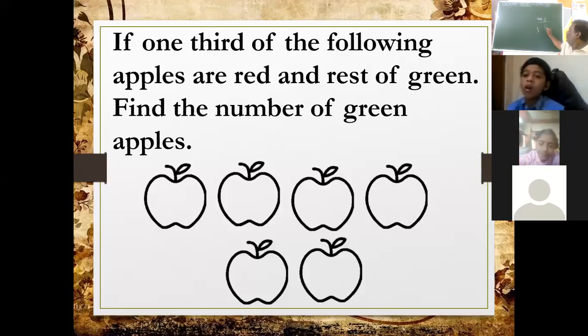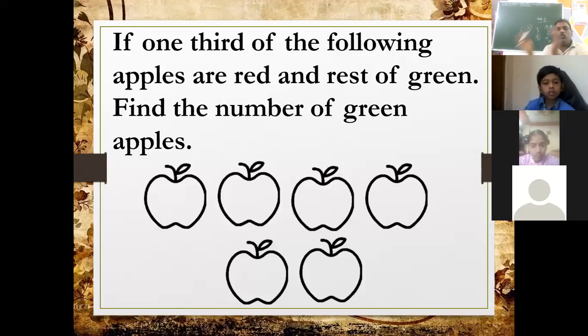1, 2, 3, 4, 5, 6. 1/3 apples are red. That means out of 6, 2 are red. So red, red. The remaining are green, green, green, green. So 4 out of 6, which is 2 out of 3, are green. So very simple. 1/3 are red, so the remaining are 2/3. Altogether 1/3 and 2/3 will become 1 only. So if 1/3 are red, the remaining are green.